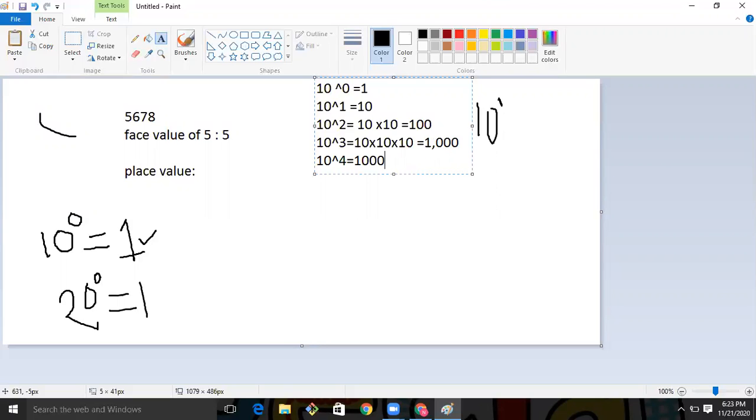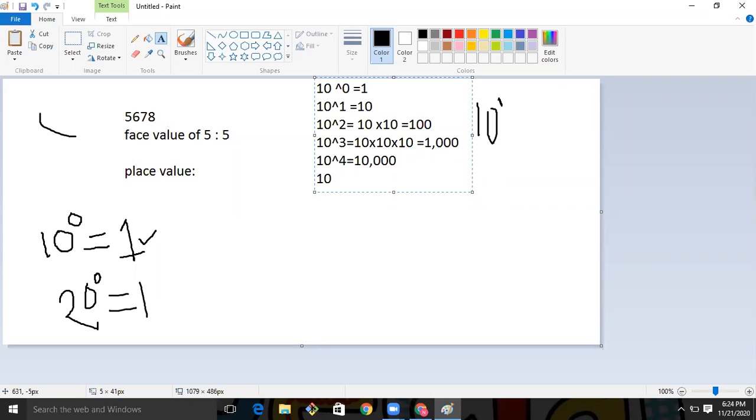Now here you can see 10,000 has 4 zeros after 1. So you know already, according to our Indian system, after 3 digits we need to put the comma. This is called 10,000. Okay, this is called 10,000. దీన్ని మనం 10,000 అంటాం. Now let us say 10 to the power of 5.